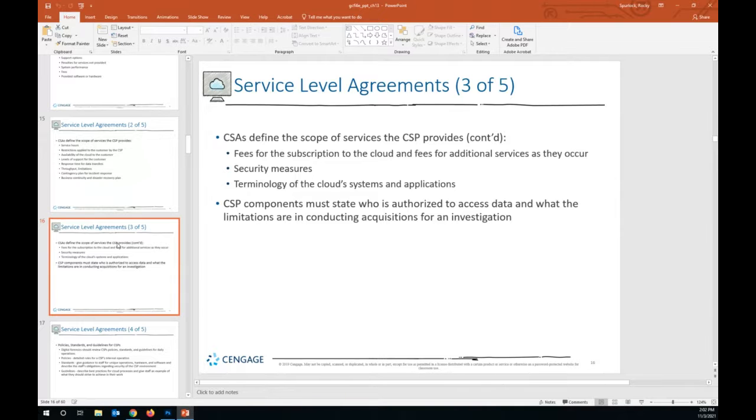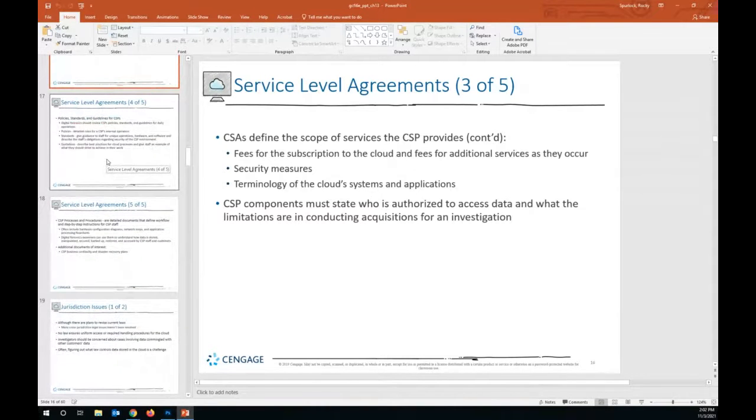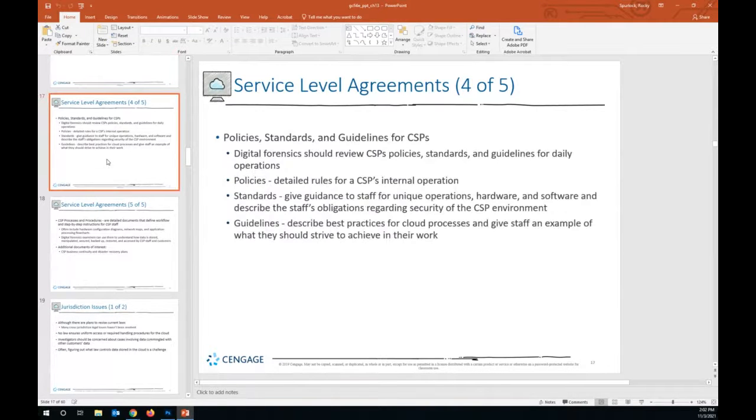Also in this, the CSP components must state who is authorized to access the data and what limitations there are in conducting acquisitions for an investigation. All right, so digital forensic examiners should be most concerned with restrictions applied to the customers and security measures. You also want to note that CSPs should address any multi-jurisdictional concerns and define how conflicts between laws of different countries will be resolved. So they'll say, in case of a dispute, this jurisdiction is in charge of the laws.